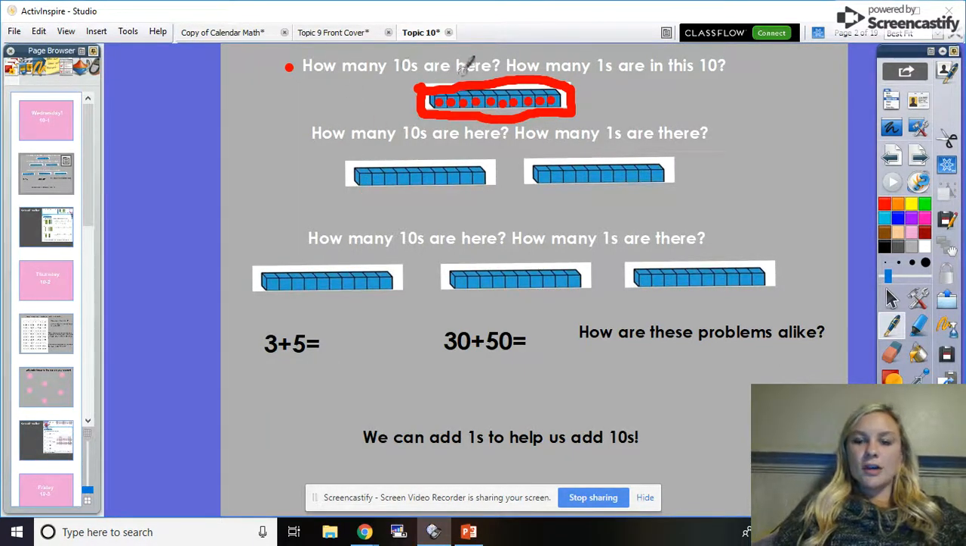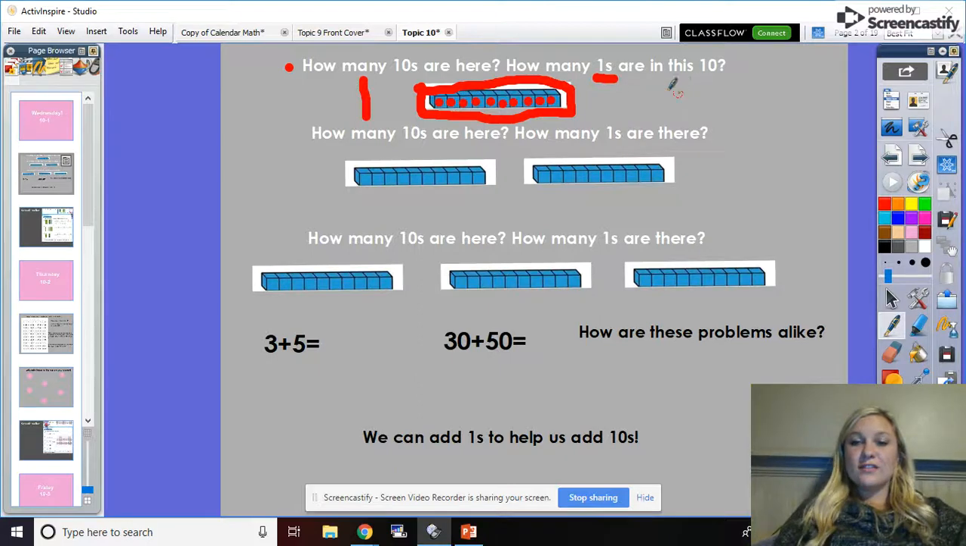So if we're trying to figure out how many tens there are, there's only one. There's just one stack of 10. And then if we want to know how many ones are in this 10, if you count each one like we just did, we found out there's 10 little cubes here. So there's one stack of 10 and then 10 little cubes right here.